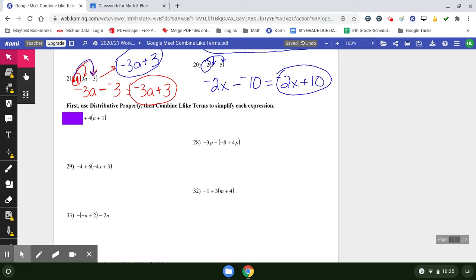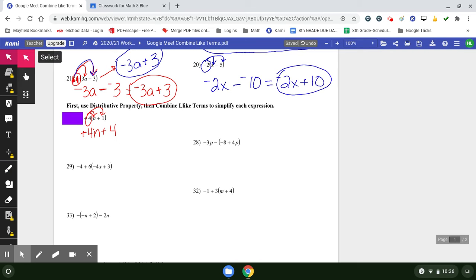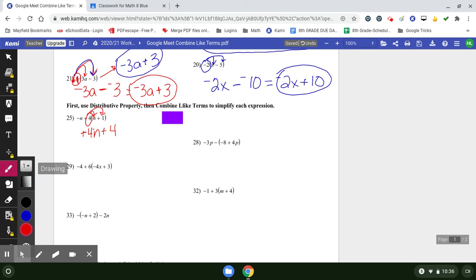So what I'm distributing is that 4, that +4, to both of these terms. So +4 times n is 4n, which is the same as +4n. 4 times 1 is +4. And then I just have to bring down that other piece. So that -n, nothing really changed with that. I'm just bringing that down.